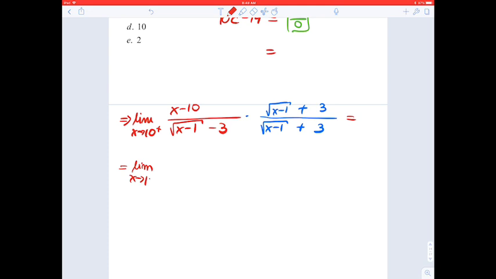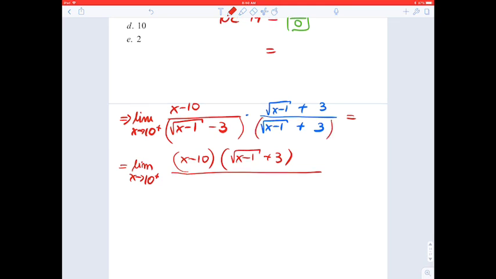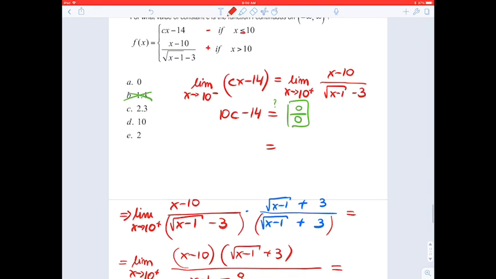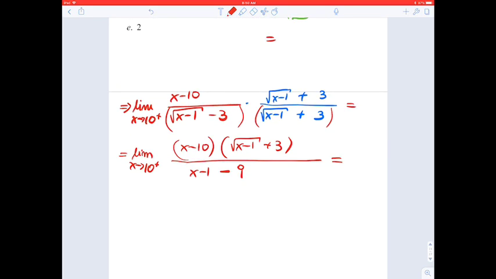Limit as x goes to 10 from the right hand side. x minus 10, do not distribute this because x minus 10 is my 0 and I really want to cancel it out. And then I have to square the first quantity. Squaring the root of x minus 1 is just x minus 1, and minus, squaring 3, I have 9. And actually x minus 1 minus 9, it is negative 10, okay.